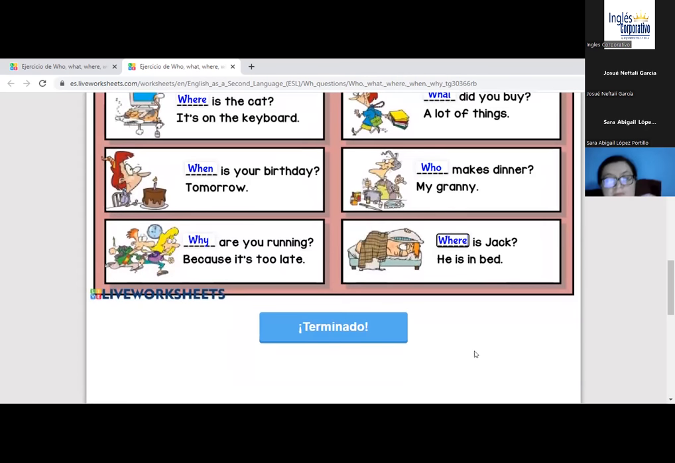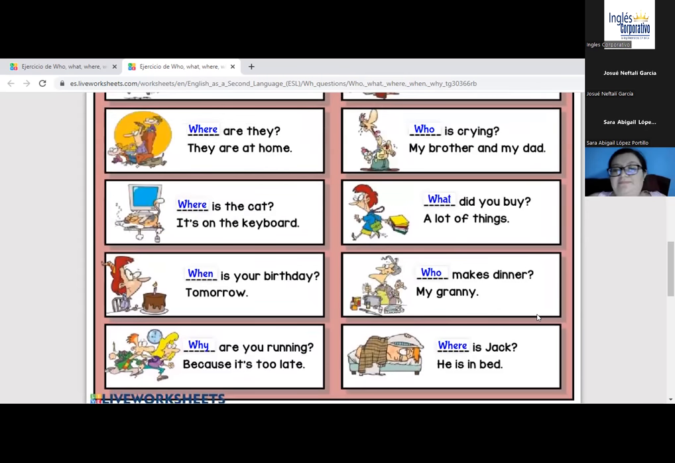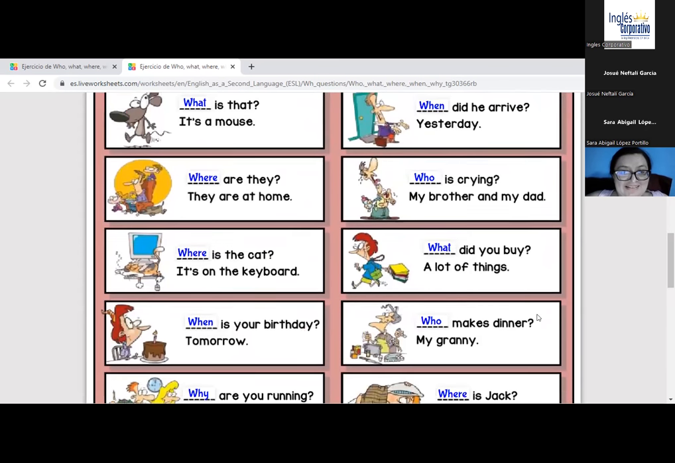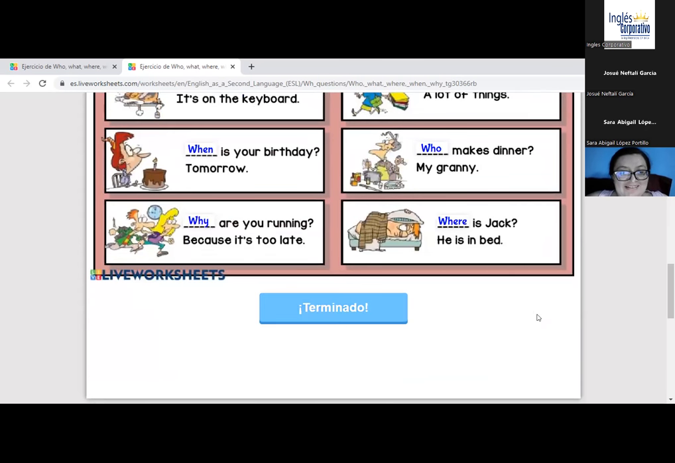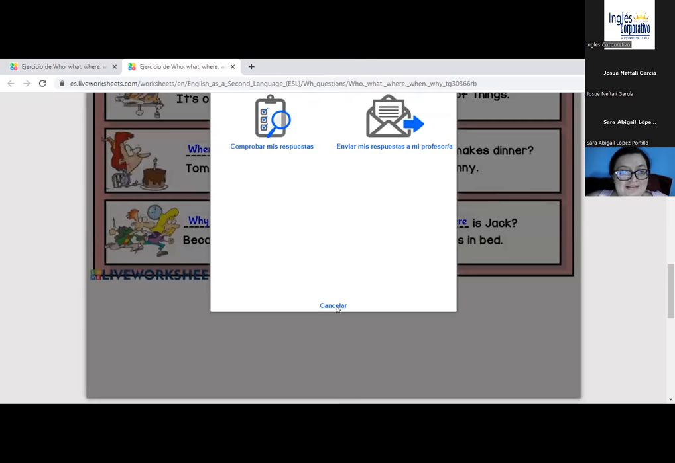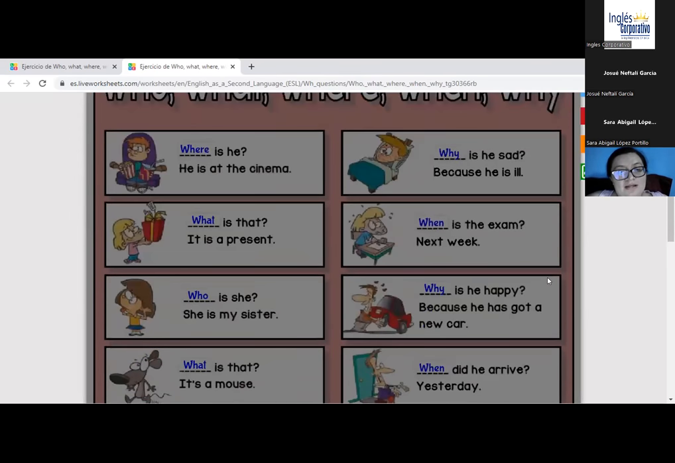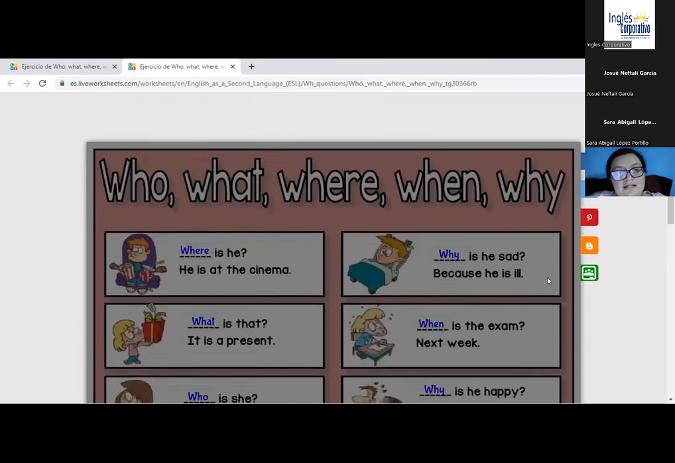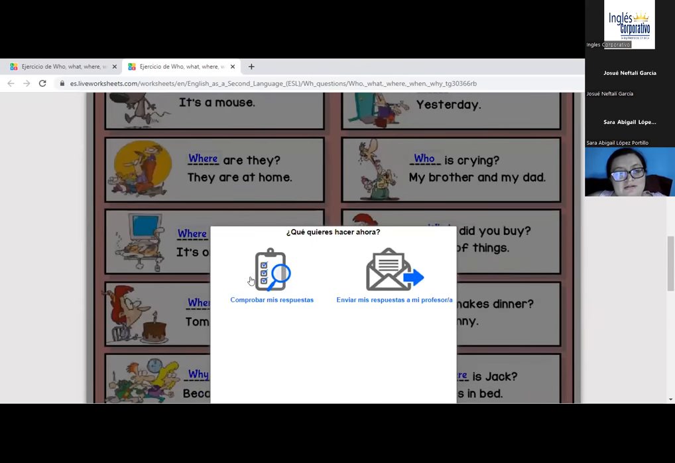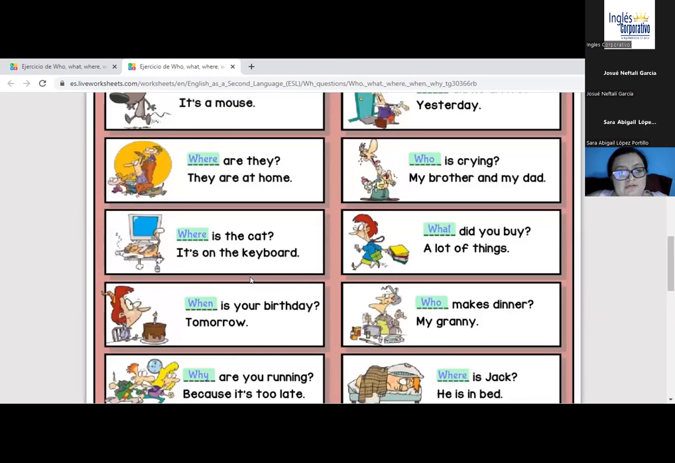¿Lo he terminado? ¿Revisamos? Dale, que nos tenemos que sacar 10. Ay, no podemos ver la nota, creo. ¿Cómo no? Comprobar mis respuestas. No, es que tiene que darle ahí comprobar. ¿Sí? A ver.